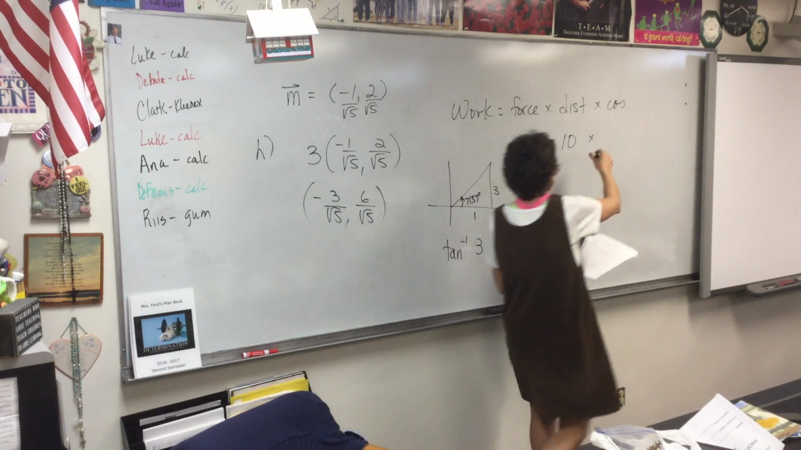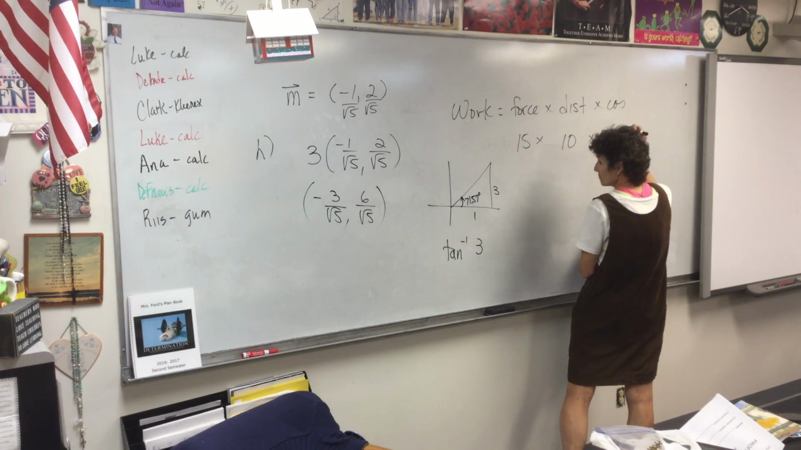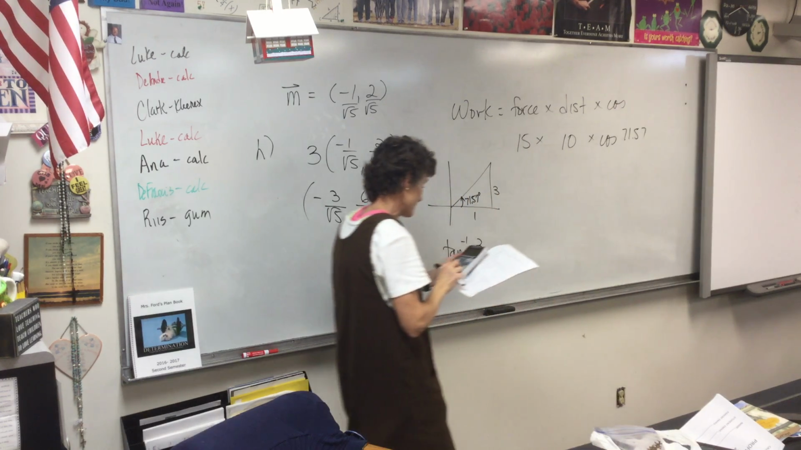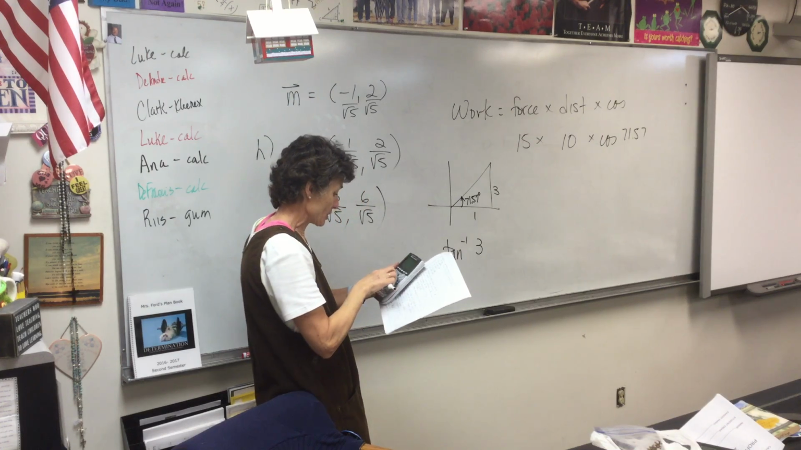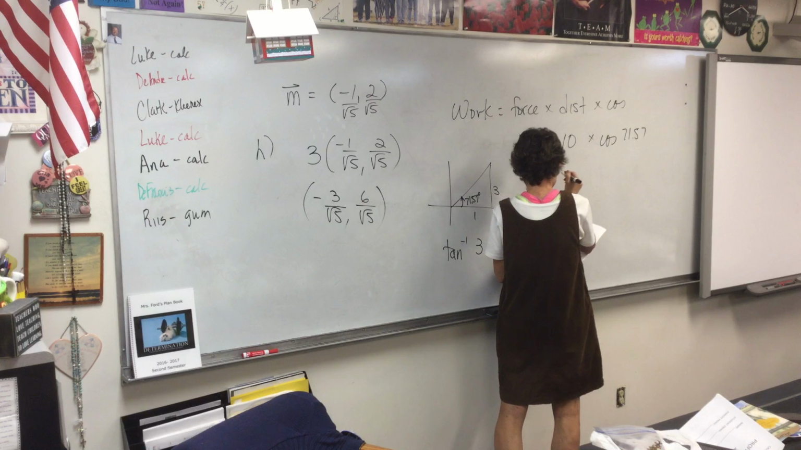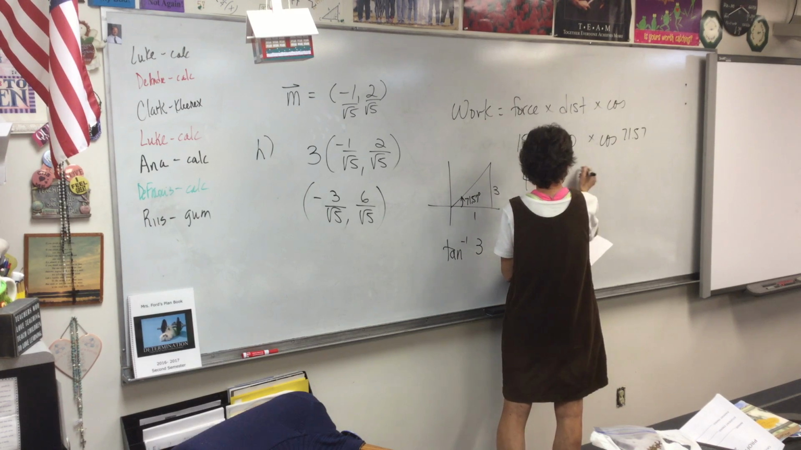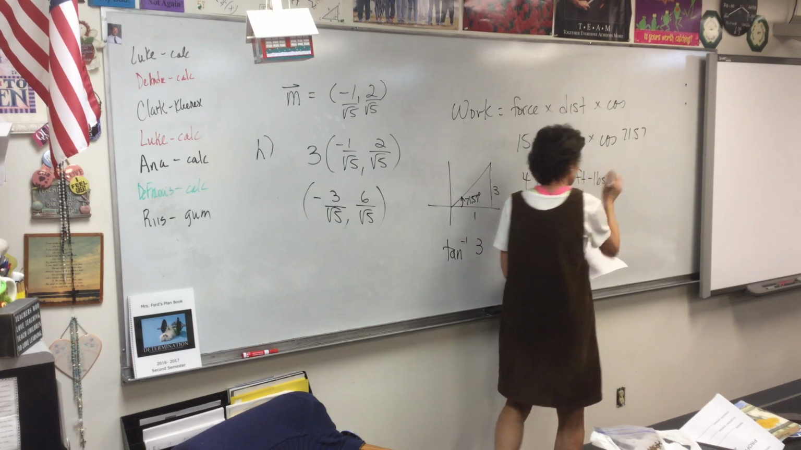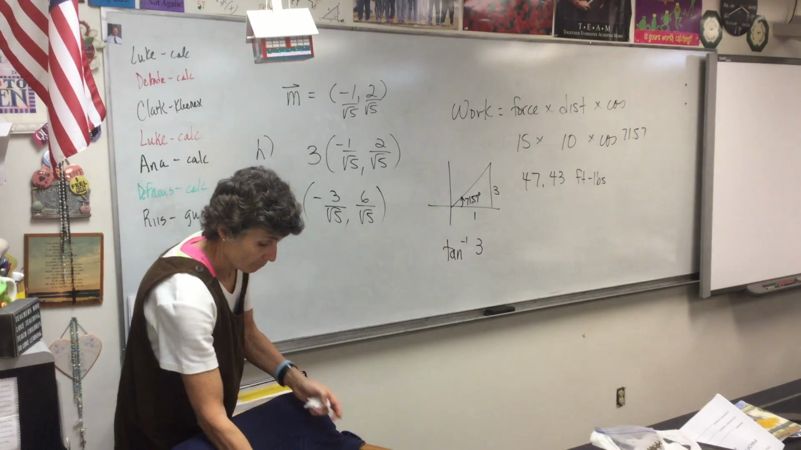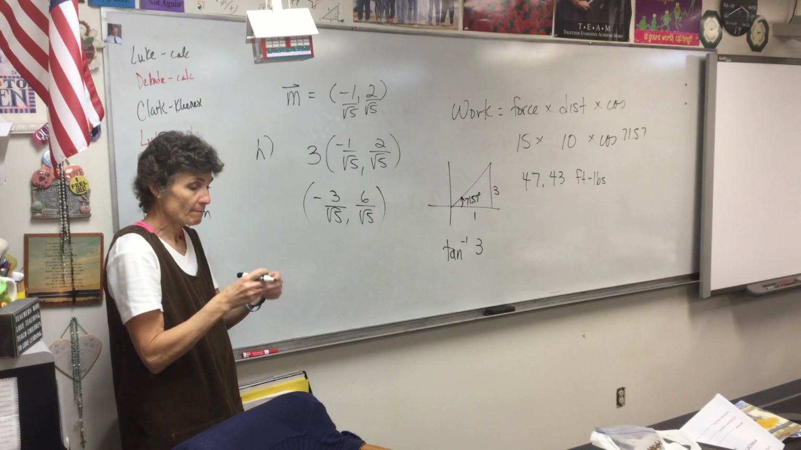So now I need the cosine of that angle. So now I'm just going to take 15 times 10 times cosine answer, and I got 47.43 foot-pounds. Love that. I love when I get this right. I love when I get one right. All right.